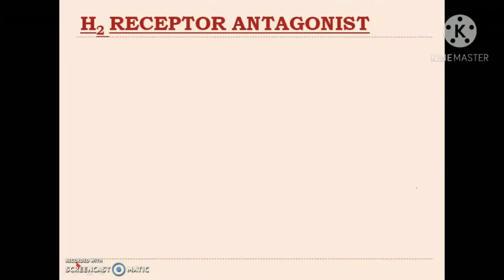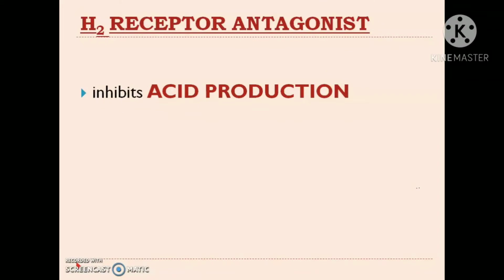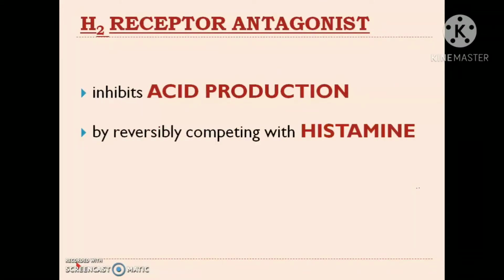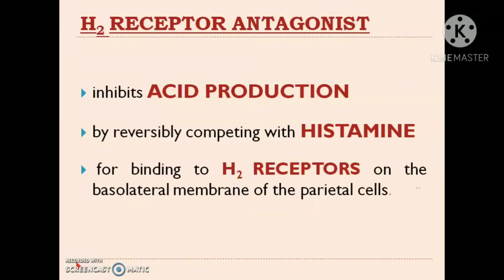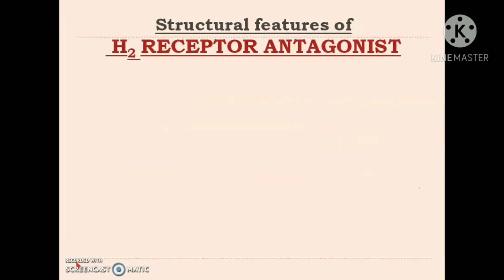Now we'll move on to the H2 receptor antagonists. H2 receptor antagonists are those agents that reversibly block the H2 receptors. So what happens when the H2 receptor is blocked? That causes decreased production of acid. So H2 receptor antagonists inhibit acid production by reversibly competing with histamine for binding to H2 receptors present in the parietal cells.